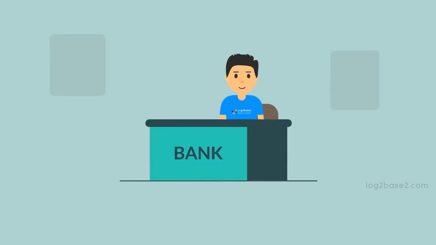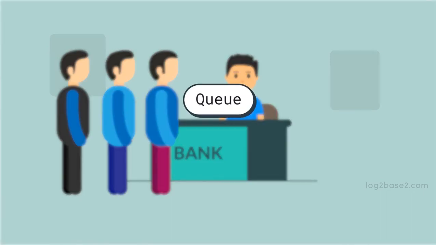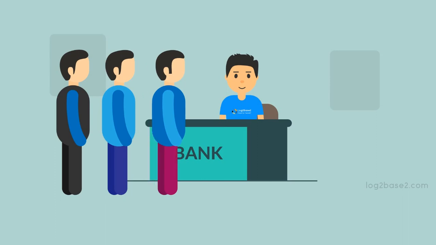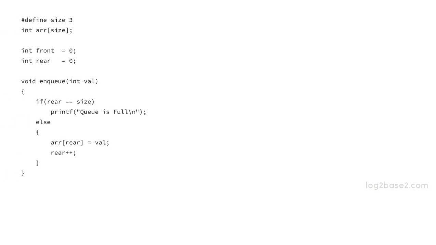In real life, a queue is very familiar to all of us. When we go to a bank, we need to stand in a queue and the person who is first in the line will be served first. This is exactly what is happening with the queue data structure, and we have a FIFO, first in first out, functionality here. So the person or the element who came first will be served first and will be gone out of the queue. So let us see the implementation of a queue.